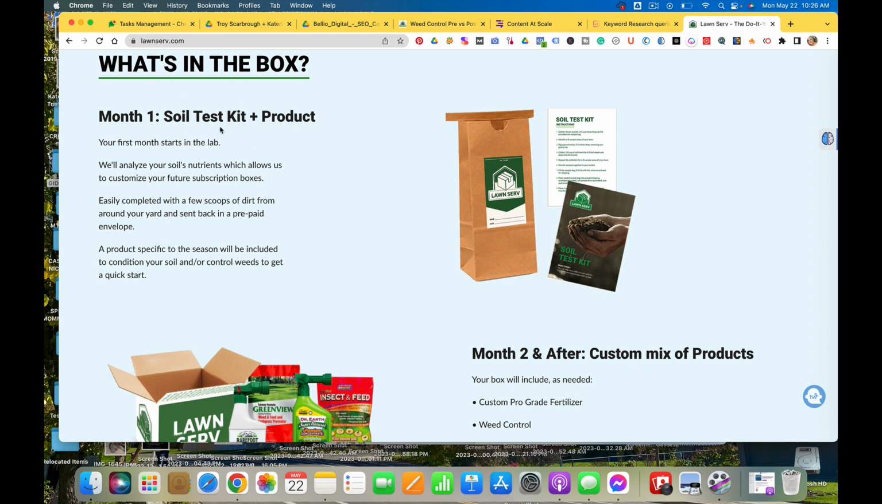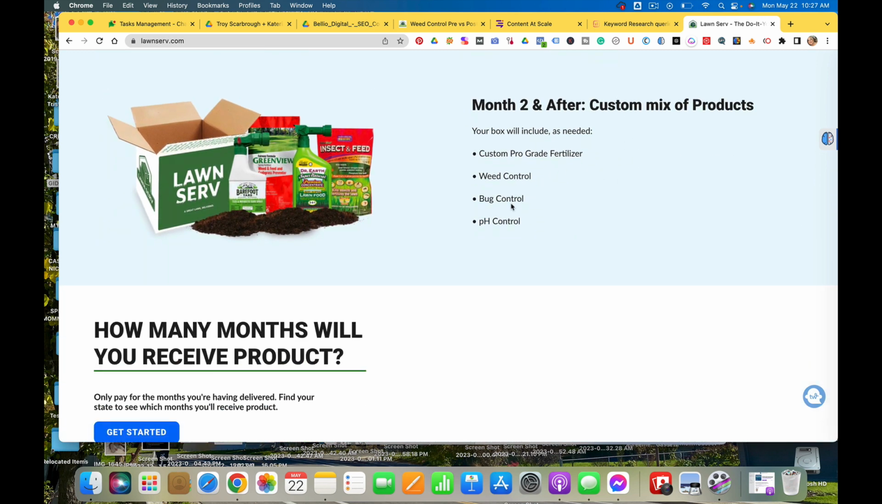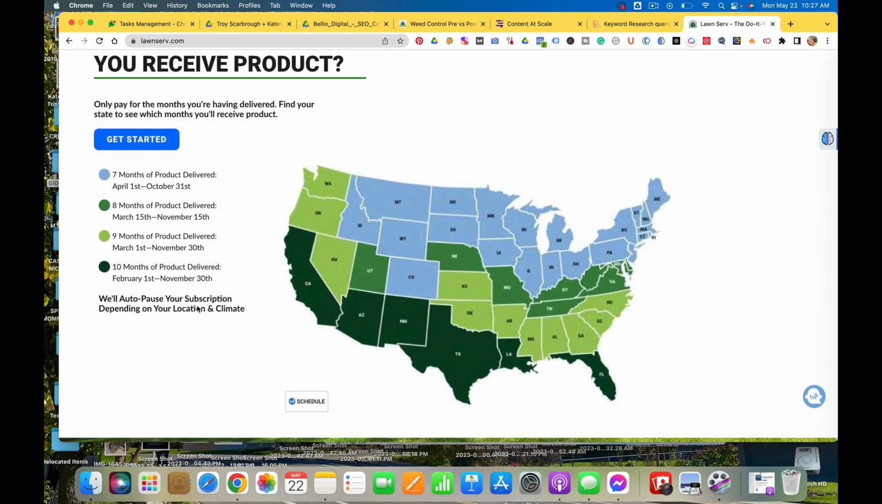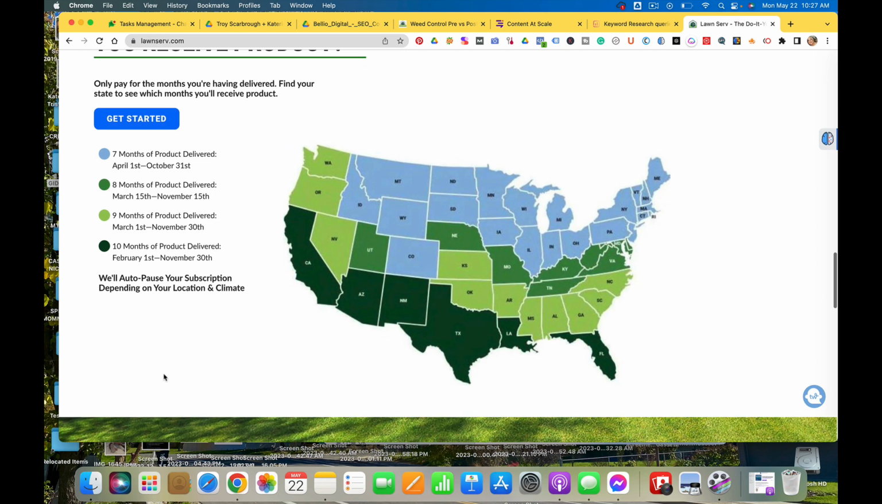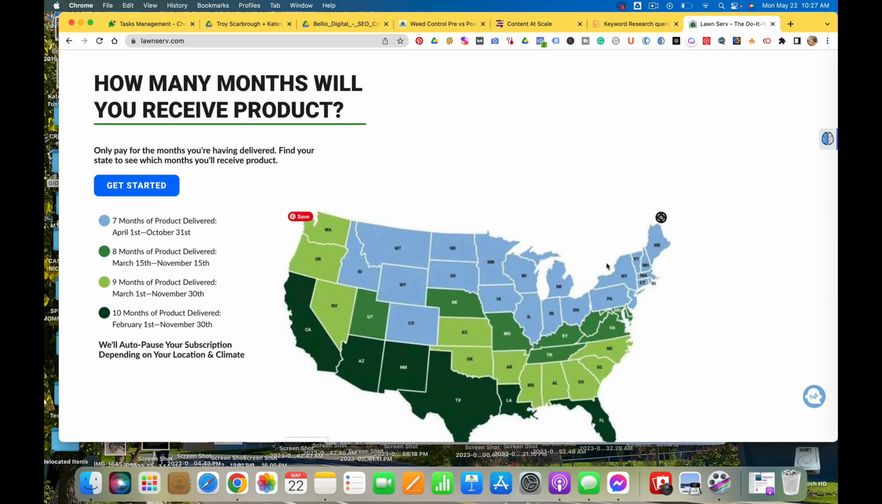We see that in month one, you get a soil test kit. Then in month two, you get the fertilizer, weed control, bug control, and the pH control. Then it shows you a map of how many times a month you need to work on your lawn. States where it snows a lot won't have it as much. All these southern states have to do it almost every month, except for two months where they don't have to do anything. It keeps showing how many months you need to be working on it. That's a good feature, and also a good chart to add to a blog article as well.